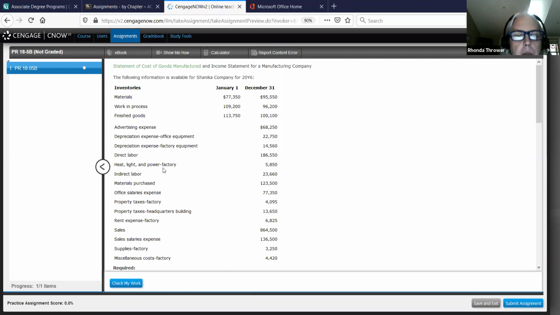Your heat, light, power, all for the factory, that's factory overhead. It would be found on the cost of goods manufactured, as well as indirect labor and materials purchased. That's going to help us to determine how many materials we've used. So this part right here is going to end up on the cost of goods manufactured.